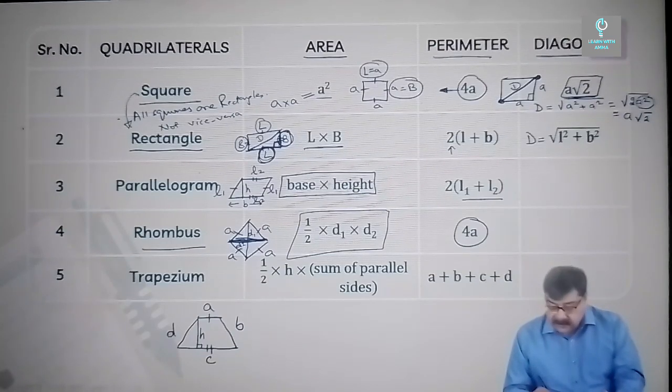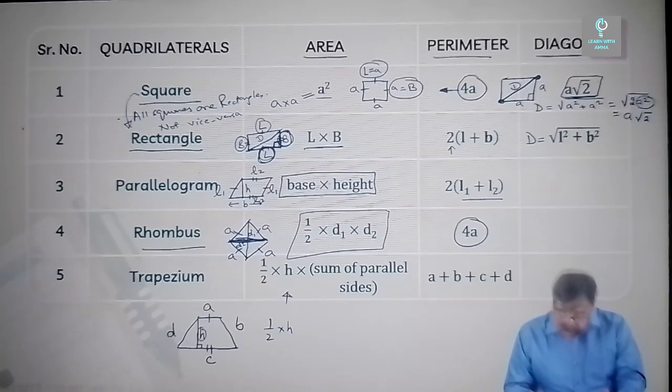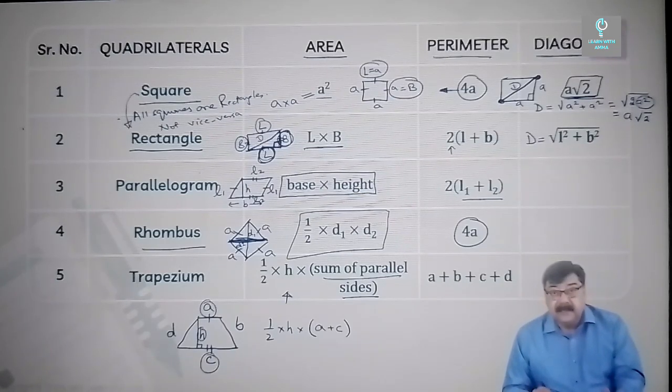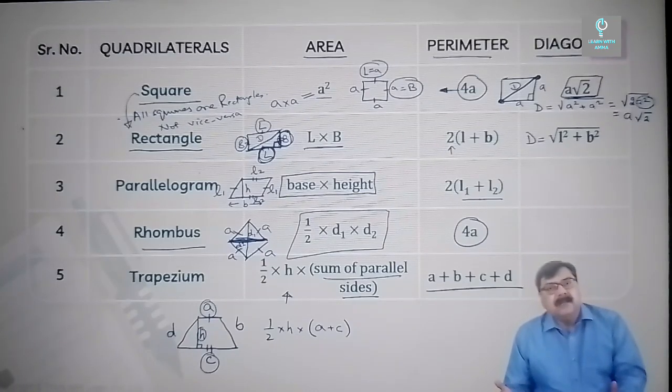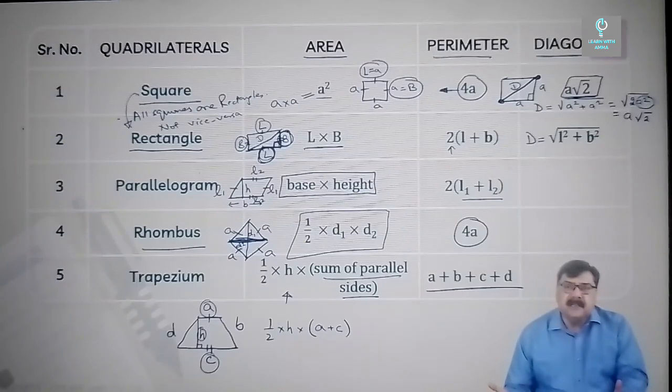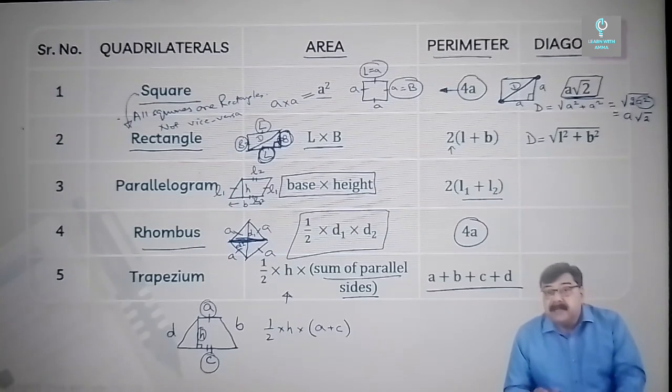In such a case, the area of a trapezium can be found out using the formula here, that is half into height, this is the height, into sum of the parallel sides. Now these 2 sides are parallel and their measures are A plus C in this case. So this is how we will find out the area of a trapezium. Perimeter anyhow is nothing, but it is a sum of all the 4 sides. That is A plus B plus C plus D in this case.